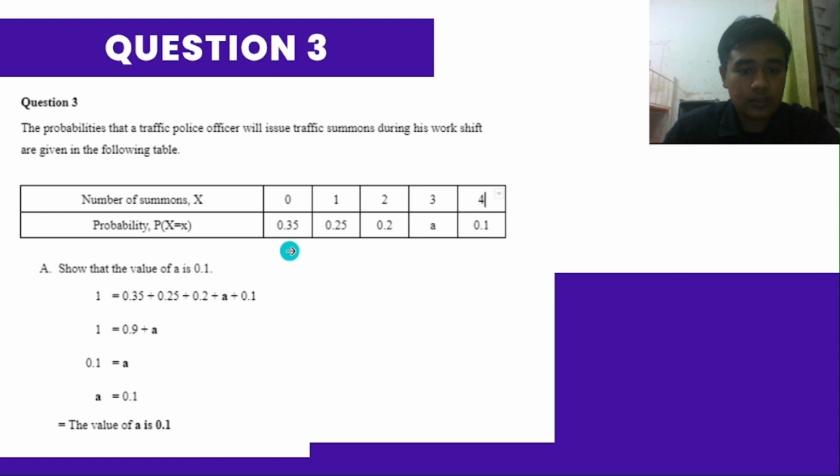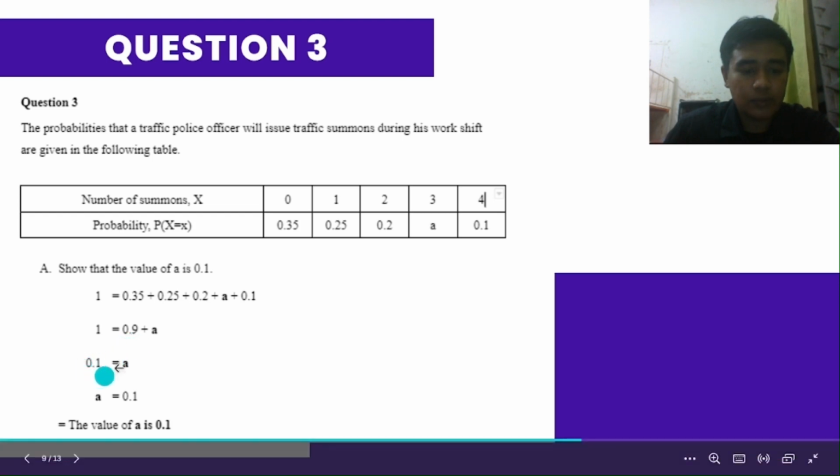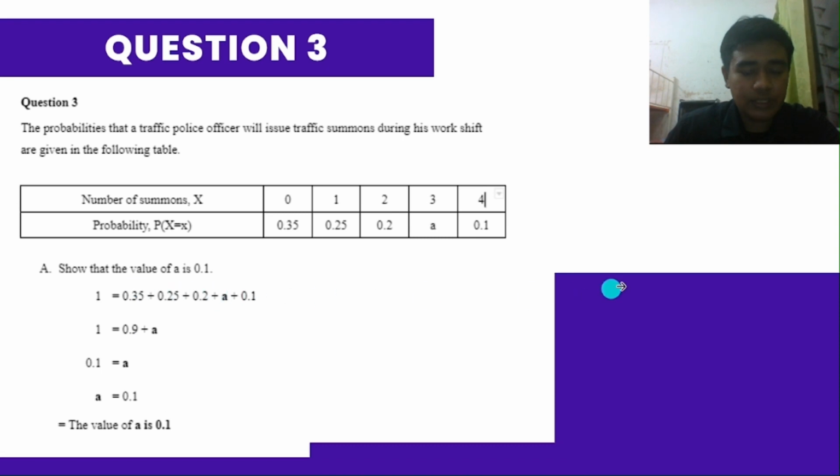We just need to add 0.25, add 0.25, add 0.2, add a, add 0.1, which is equal to 1. Then we add the known amounts and get 0.9. We take 1 minus 0.9 and get 0.1, which means the value of a is 0.1, which is what the question actually wants.